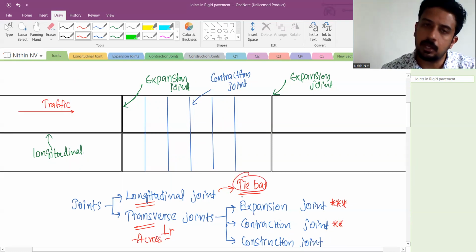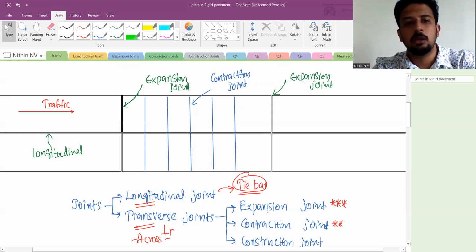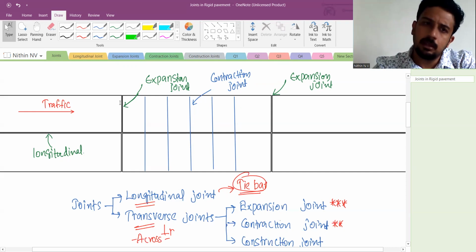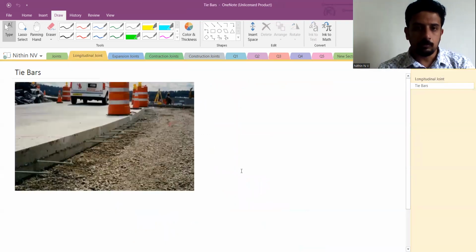Understood? Regarding tie bar, we are going to explain. As of now, let it be there. Once I go into the longitudinal joint, I am going to explain that. I hope you got a basic idea. Now let's see in detail, we can explain one by one. The first thing, longitudinal joint.